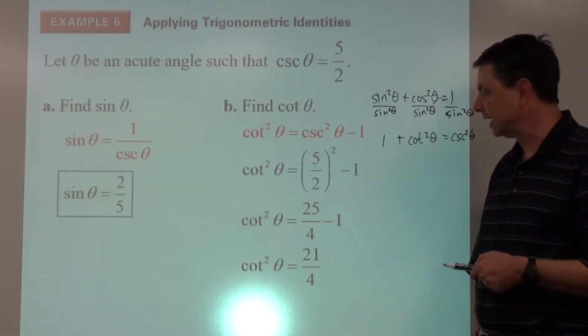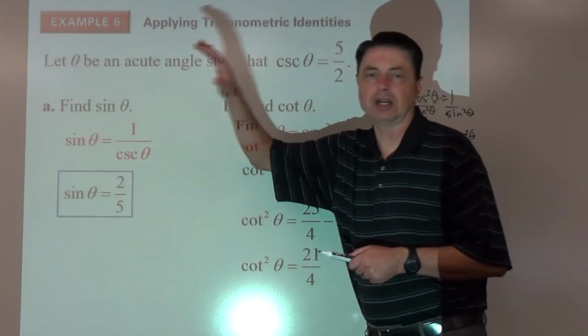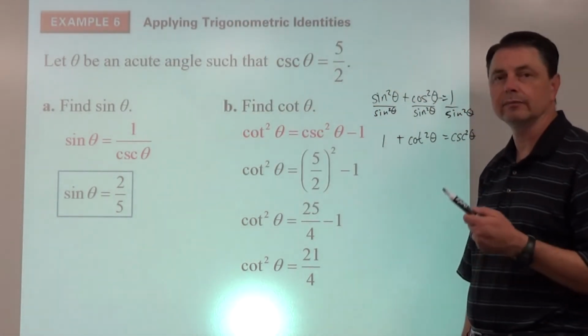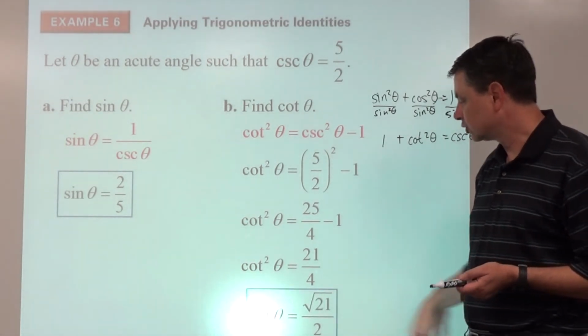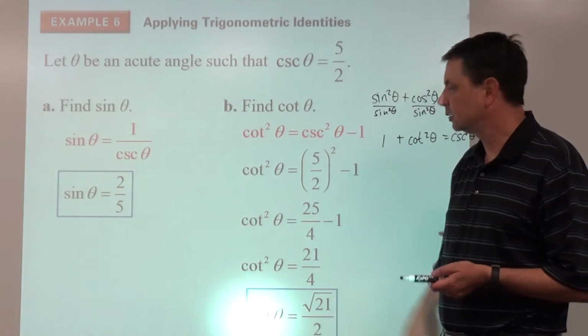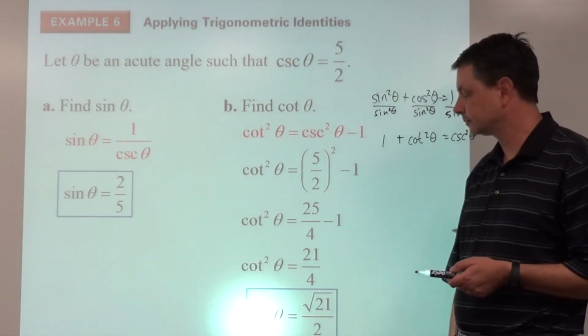Square root both sides. Again, it's acute, so we're only going to worry about the positive answer. So cotangent theta is positive square root of 21 over 2. There is our cotangent.